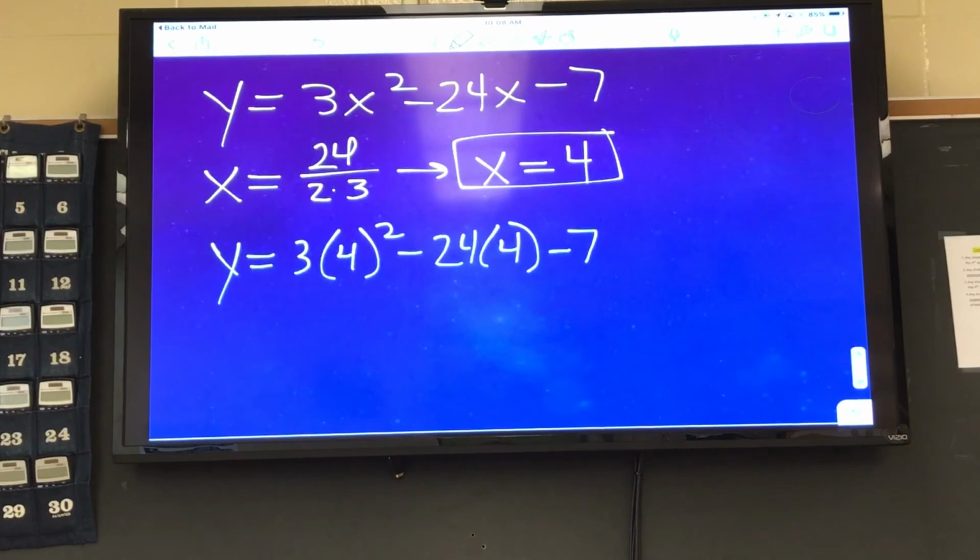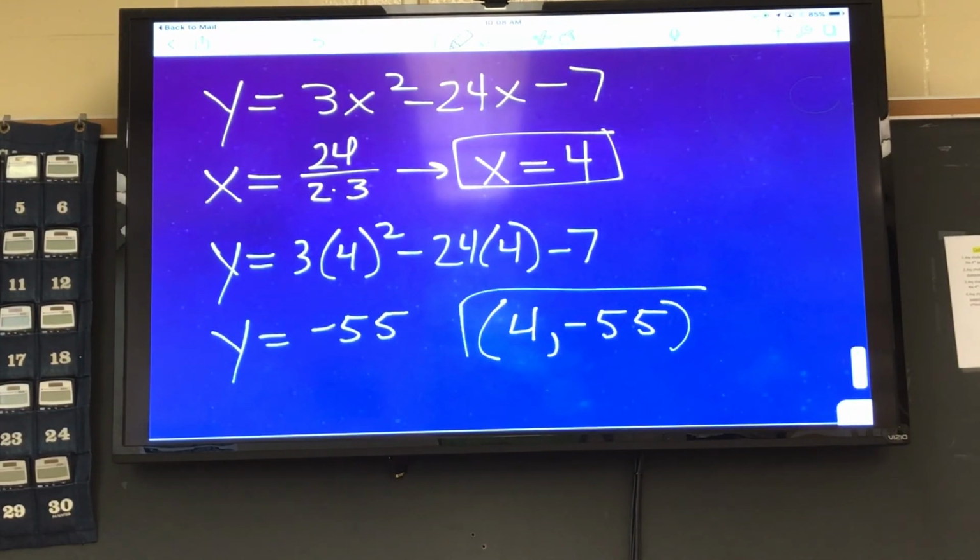Okay, did you get negative 55? If you did, you are correct. And so my vertex is not negative 55. My vertex is the x value and the y value. Put a box around that, and you are done with number 1.